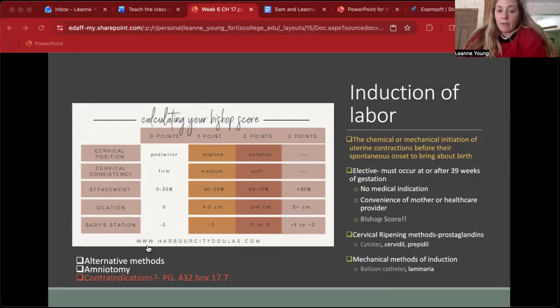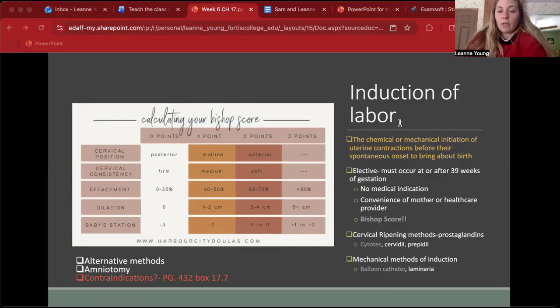And at their own convenience, okay? An important thing to know whenever we're talking about elective inductions is calculating a woman's Bishop score. You guys will need to know how to calculate a Bishop score. You need to know what a Bishop score is. This is what is going to indicate the success rate of a labor, okay?